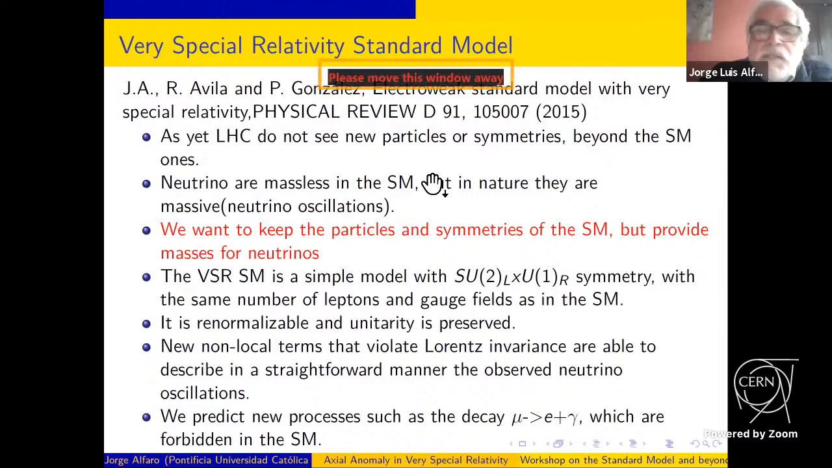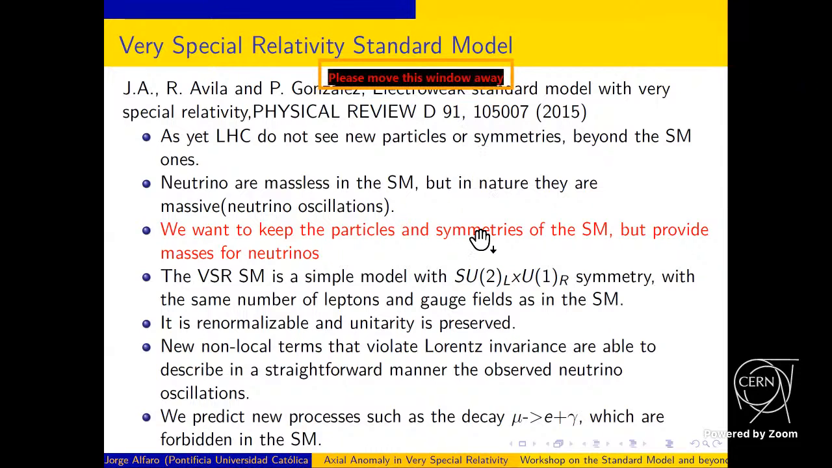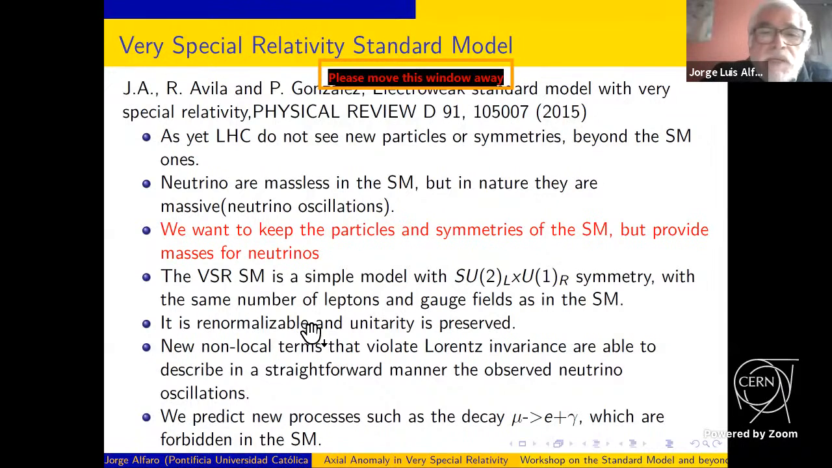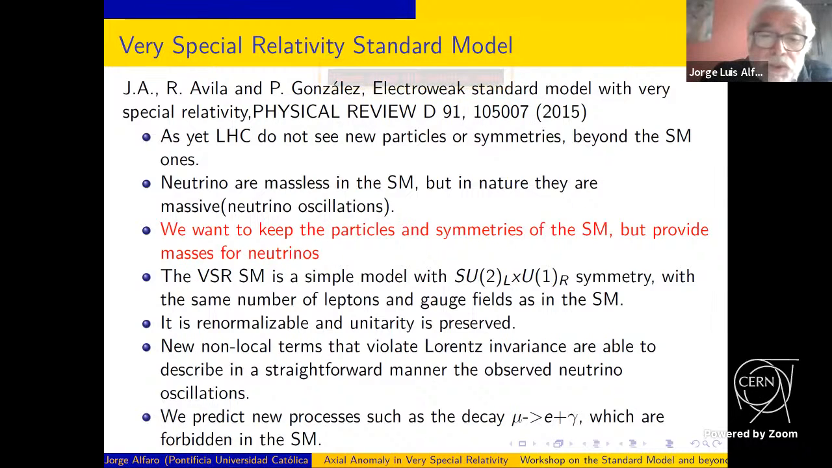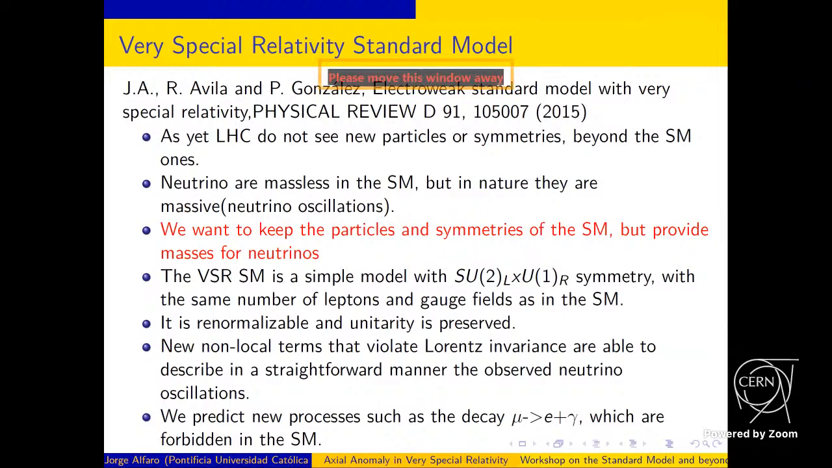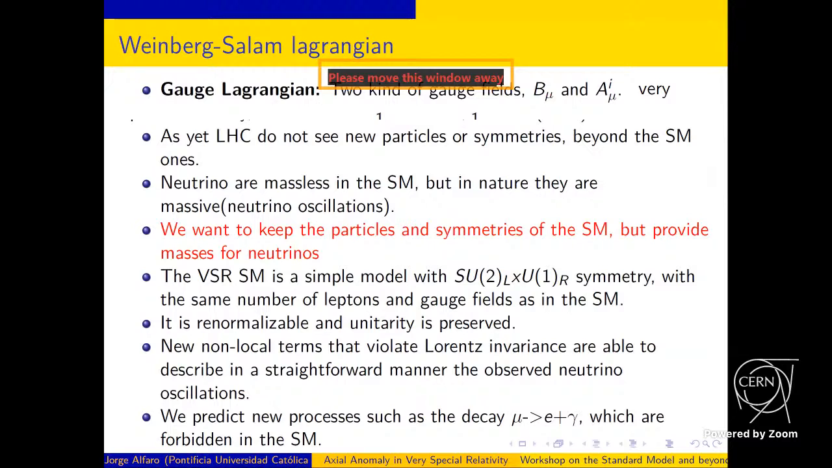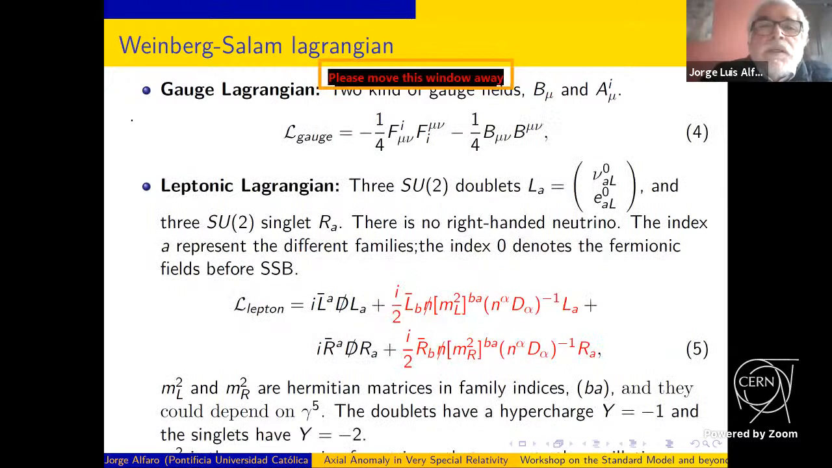The VSR standard model is a simple model. It's actually the same standard model, except that we have masses for the neutrinos using VSR. It is renormalizable and unitarity is preserved. New non-local terms that violate Lorentz invariance are able to describe in a straightforward manner the observed neutrino oscillations. And we predict new processes, such as the decay muon going to electron plus gamma, which is forbidden in the standard model. So this is more or less what we did, in very brief words.